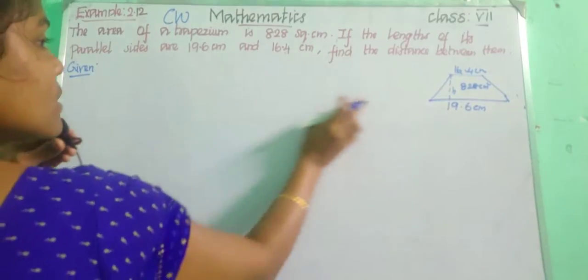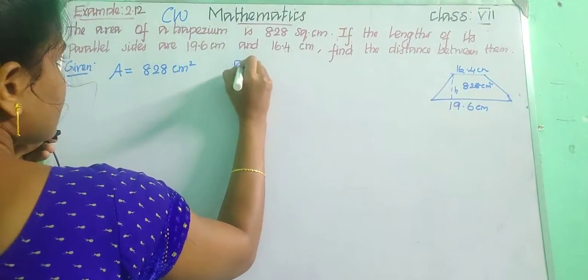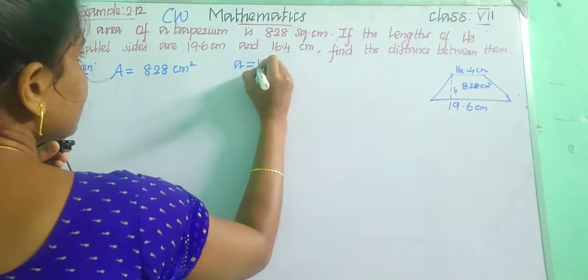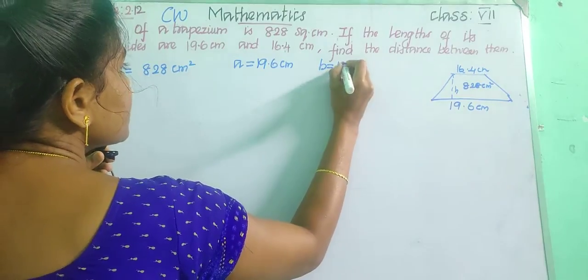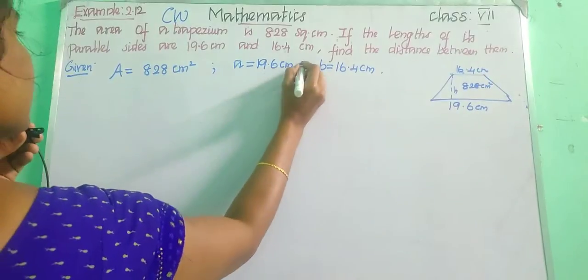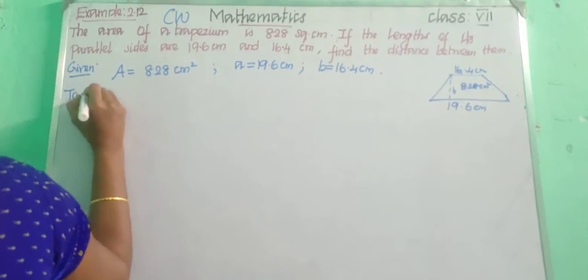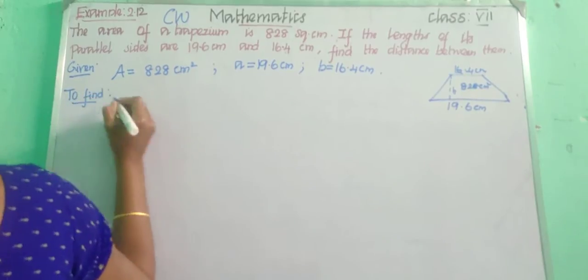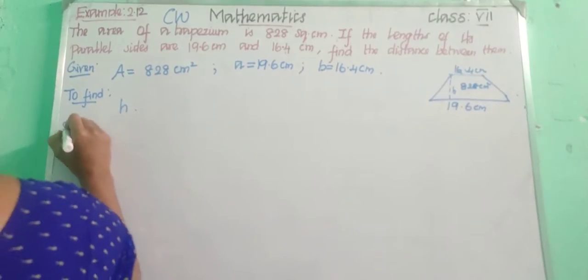So what is given? Area is given. Area equals 828 centimeter squared. A is 19.6 centimeter, and B is 16.4 centimeter. Now what we need to find? We need to find the distance between them, which means the height. So let us write the solution.